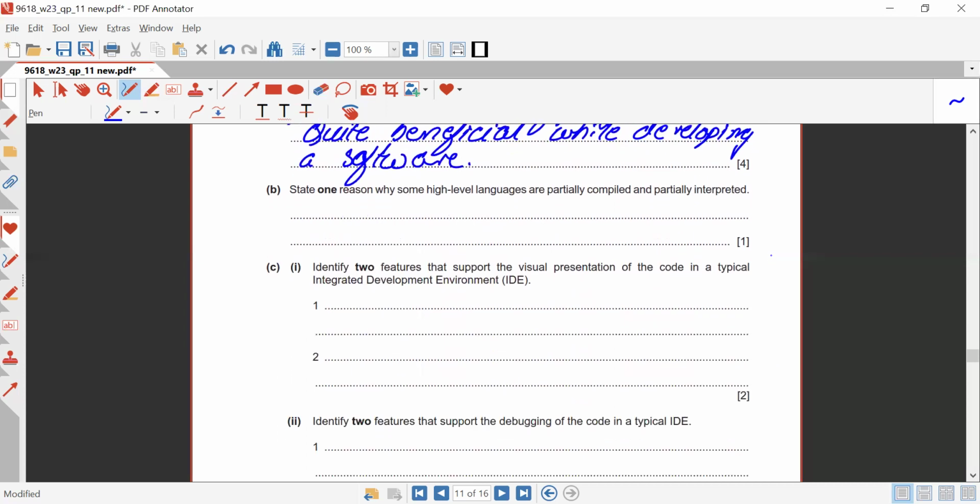Now they're saying state one reason why some high level languages are partially compiled and partially interpreted. So now they are asking you one reason why few of the high level languages, that means the human understandable language, are partially compiled and partially interpreted. So that's for 1 mark. So you may write it down.